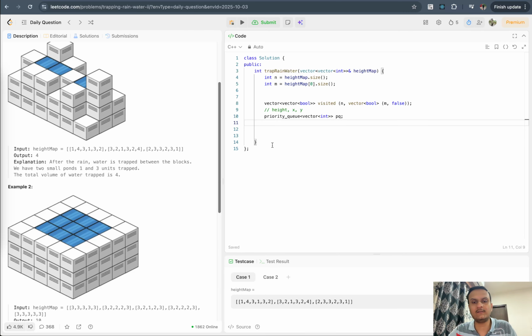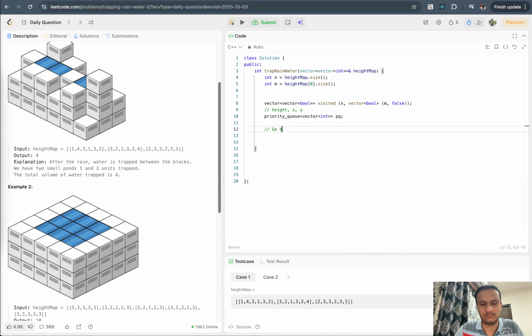So for processing, what we will do is first go by the boundary. Go by the boundary.